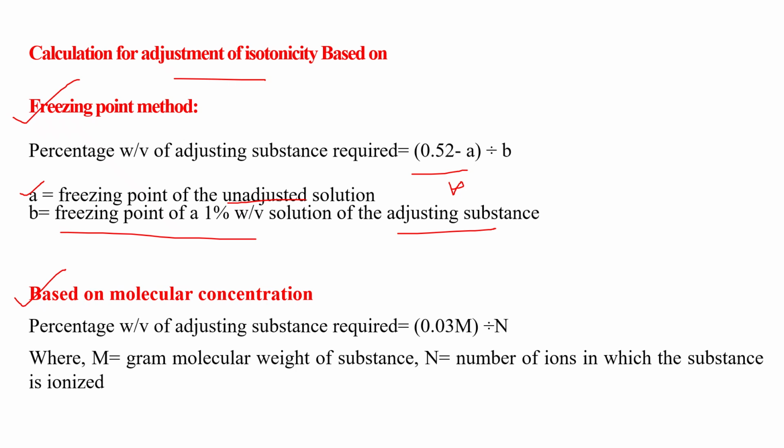And next we are going to discuss molecular concentration. Here the equation will be 0.03 m by n. Here m is the gram molecular weight of the substance, and n is the number of ions into which the substance will be ionized. Like if we take NaCl, sodium chloride.